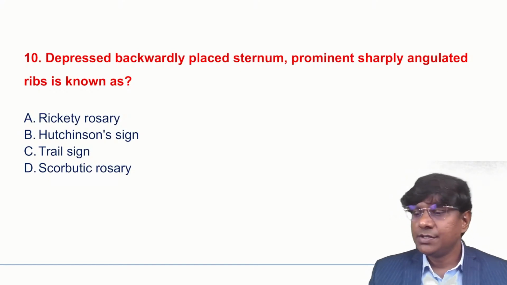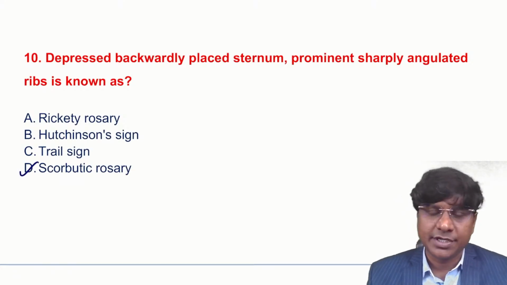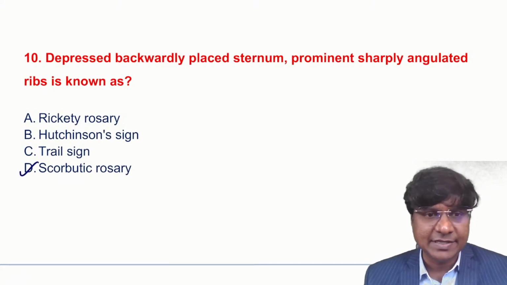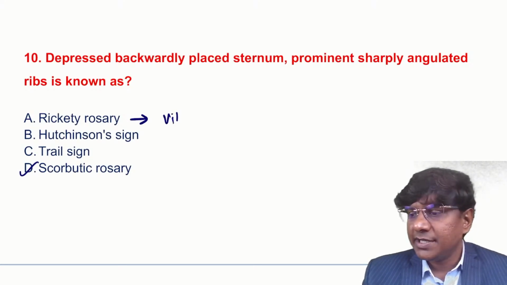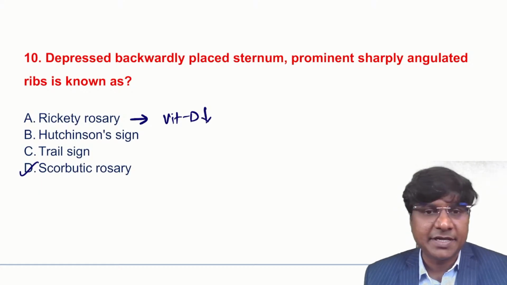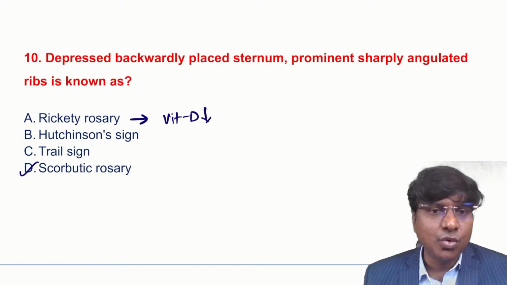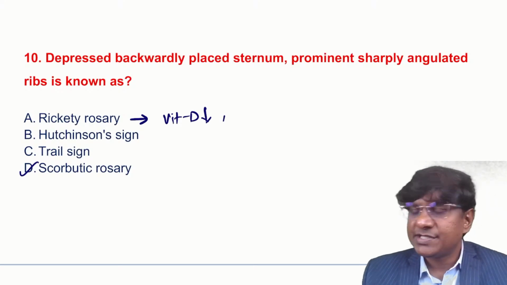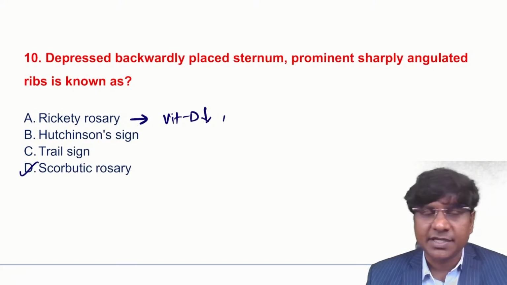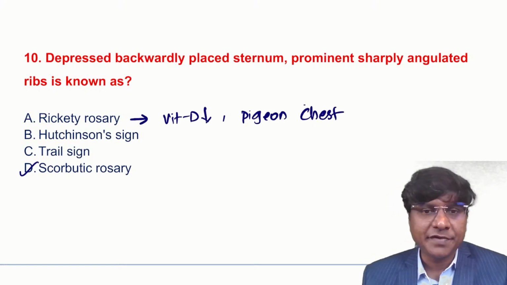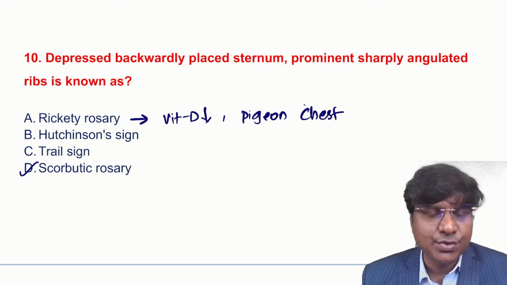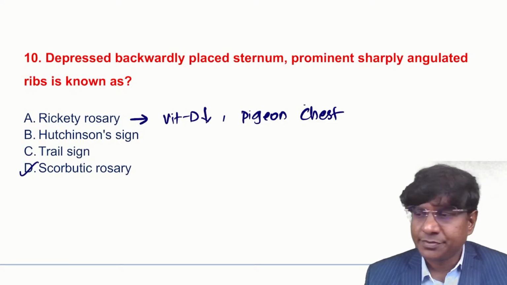Right, very good, Hamna. So it is the scorbutic rosary. What about the other options? You take this rickety rosary. Rickety rosary is observed in vitamin D deficiency, and that is due to overgrowth of cartilage at the costochondral junction. And the chest that we describe in case of the rickety rosary is the pigeon chest. And in rickety rosary, you will not have a depressed sternum. So first option ruled out.